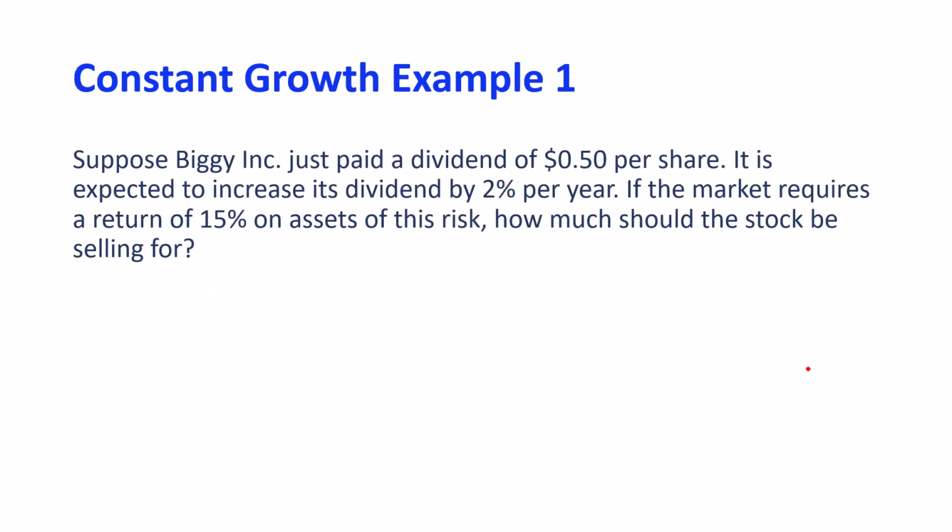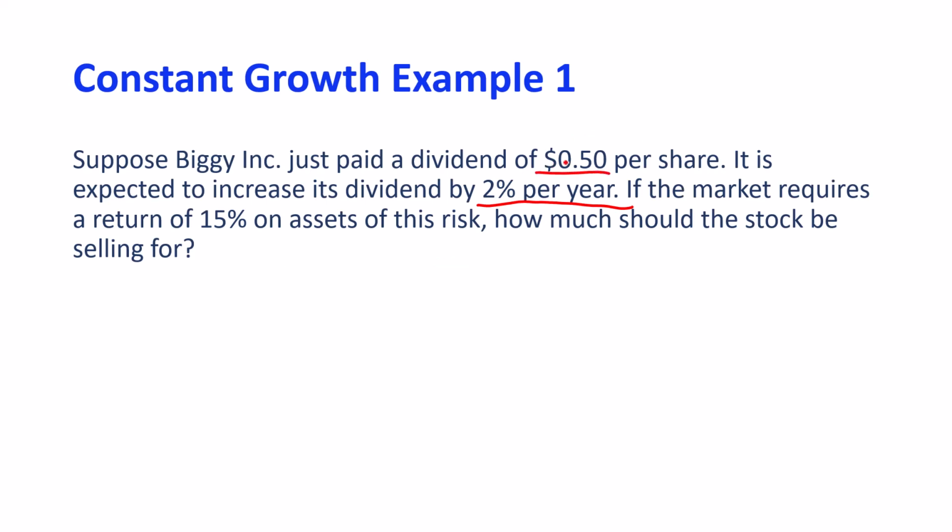So let's look at an example. Suppose Biggie Inc. just paid a dividend of 50 cents per share. It is expected to increase its dividend by 2% per year. The assumption is that you have a constant growth rate forever, but 2%. If the market requires a return of 15% on assets of this risk, how much should this stock be selling for today? So let's look at our numbers here.